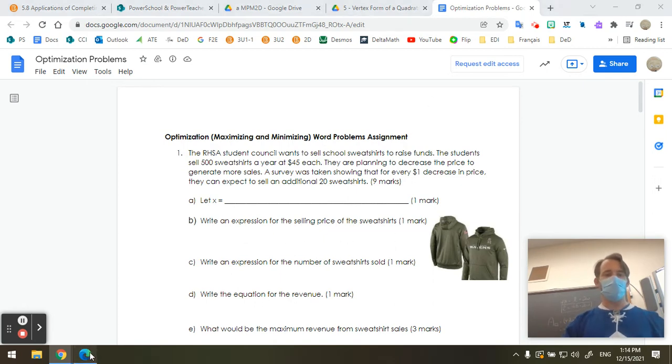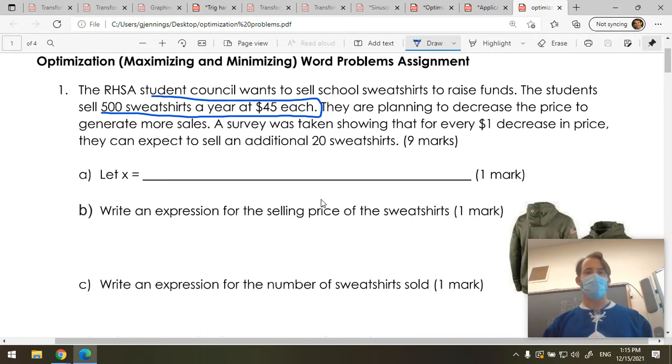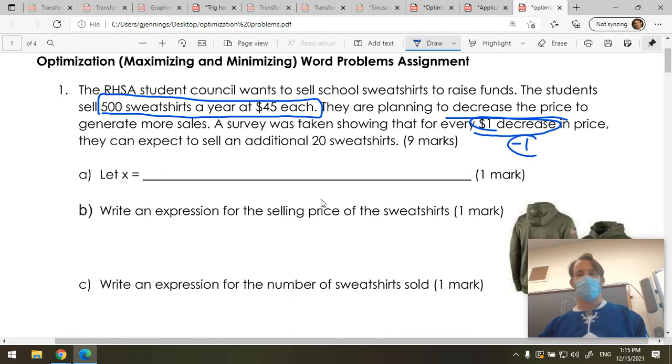So we are going to take a look at how to optimize a variety of values using our knowledge of quadratics. Here, the student council, I'm just going to go through and highlight the most important numbers. They sell 500 sweatshirts when they sell them at $45 each. They're planning to decrease the price to generate more sales. So their sales are going to go up as they lower the cost. A survey was taken and shows that every time they decrease the price by $1, so that's minus one decrease, okay, they can sell 20 more sweatshirts.